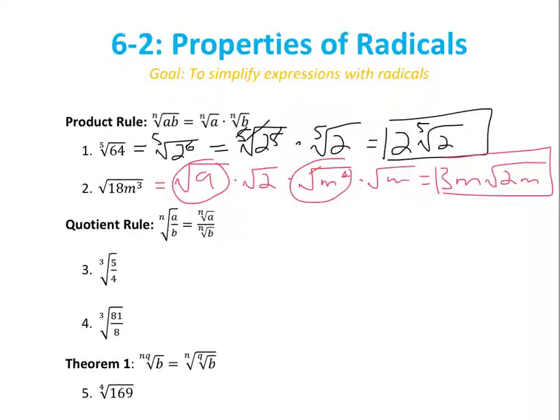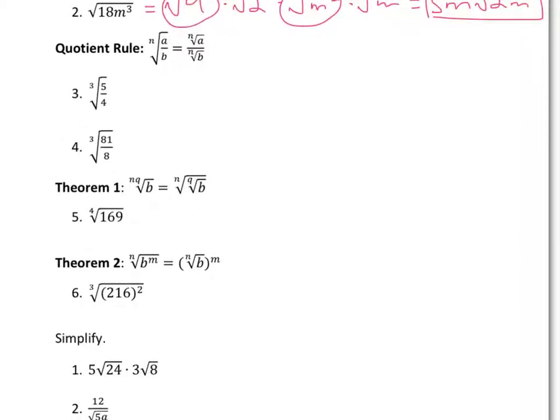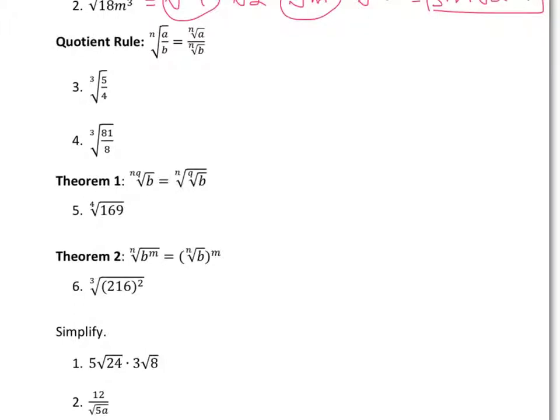Now, the quotient rule. You can break up the square root of a fraction into the root of the top divided by the root of the bottom. But remember that you cannot have a root in the denominator. So in order to get rid of the root in the denominator, you have to multiply the top and bottom by that root to get rid of it.